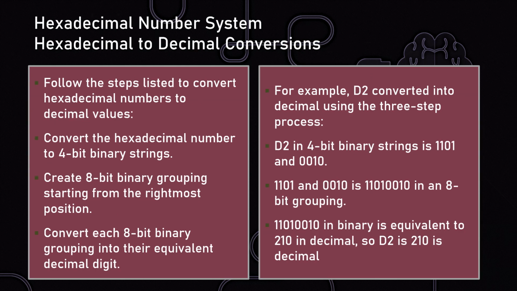So for hexadecimal to decimal conversions, let's go ahead and take a look at our process. It's essentially the same thing we did for converting decimal to hex, but it's reversed. Of course, we're going to take the hex number, split it into two 4-bit binary strings, and then create the grouping from the rightmost position. So if we take D2, D is equivalent to 13. So A is 10, B is 11, C is 12, D is 13. And then we have 2, which is, of course, number 2, and convert it.